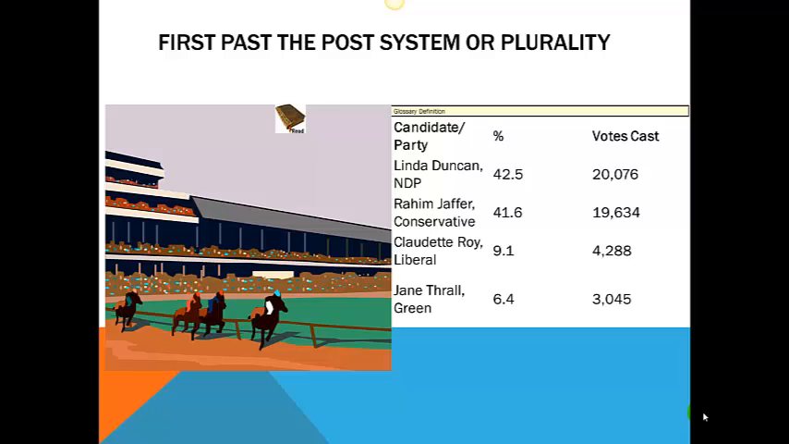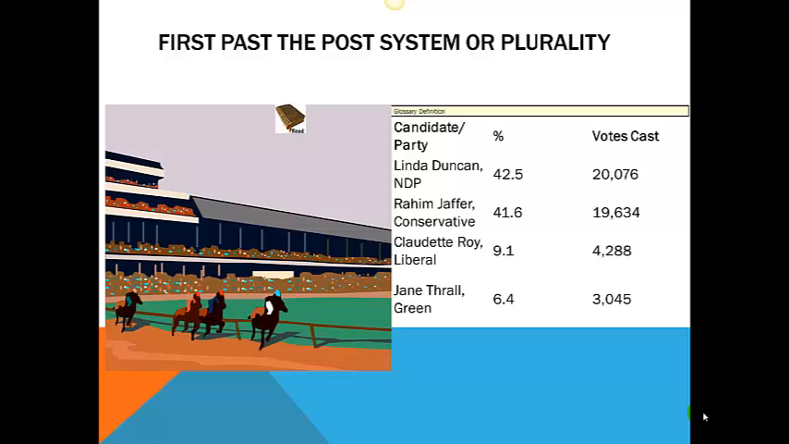The first system we're going to take a look at here is the first-past-the-post system, or what's called plurality. In first-past-the-post, the candidate with the most votes wins. This candidate does not necessarily need a majority, but needs the most votes. The idea of first-past-the-post comes from a racing analogy when it comes to racing horses, because they need to get their nose past the post to win. This is the system that we use in Canada, so it's most likely the one that you're most familiar with.